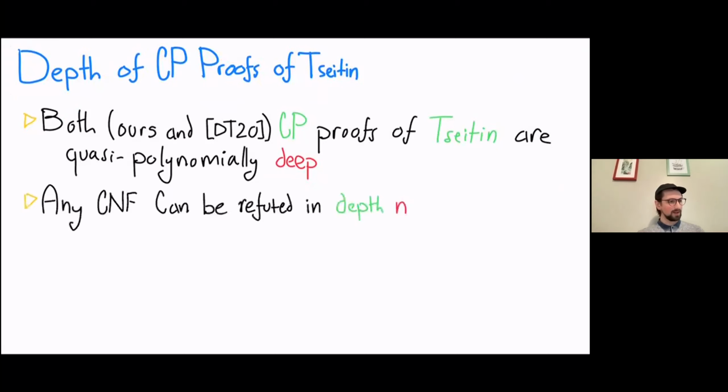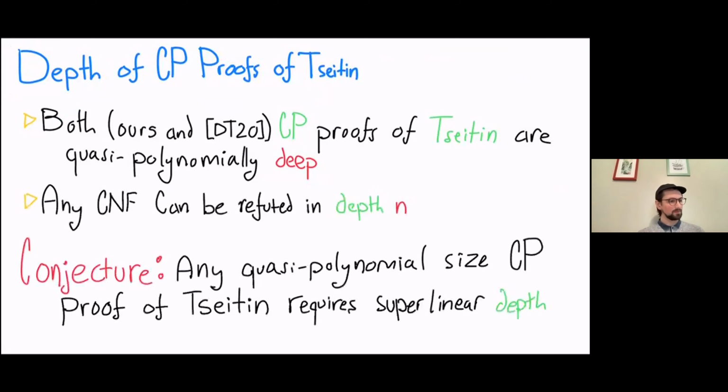So any CNF formula can be refuted in depth n in cutting planes. And so this brings up a conjecture that we had, which is that any quasi-polynomial size cutting planes proof of the Tseitin formulas requires superlinear depth. So depth that's above worst case. So we're conjecturing that the Tseitin formulas are an example of a supercritical trade-off between size and depth for cutting planes.